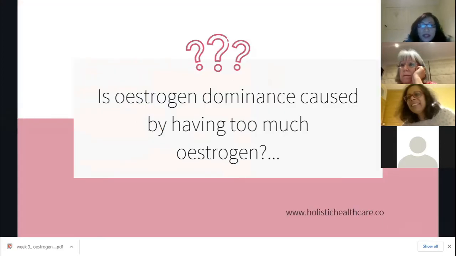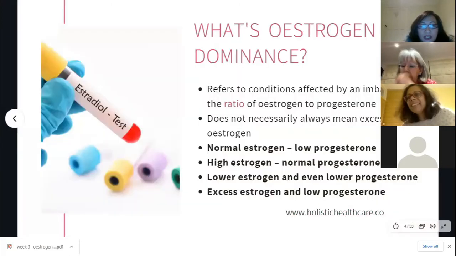So when we talk about estrogen dominance, a lot of people make the assumption or have an idea that maybe it's caused by having too much estrogen. That's the first thing people say: oh, it's probably having too much estrogen. Well, actually, it's not about having too much estrogen. It's about having an inadequate ratio of estrogen to progesterone.